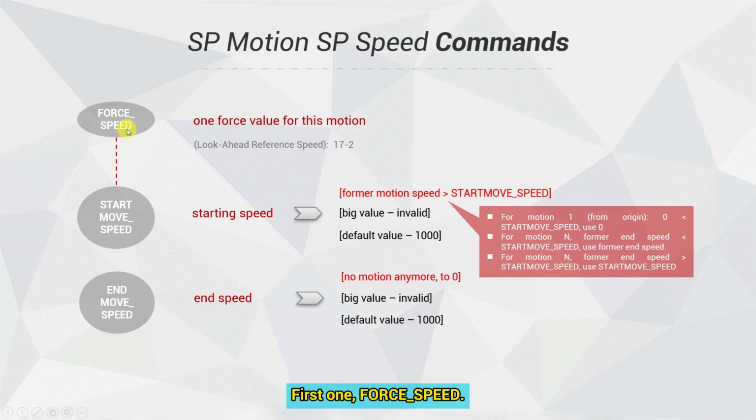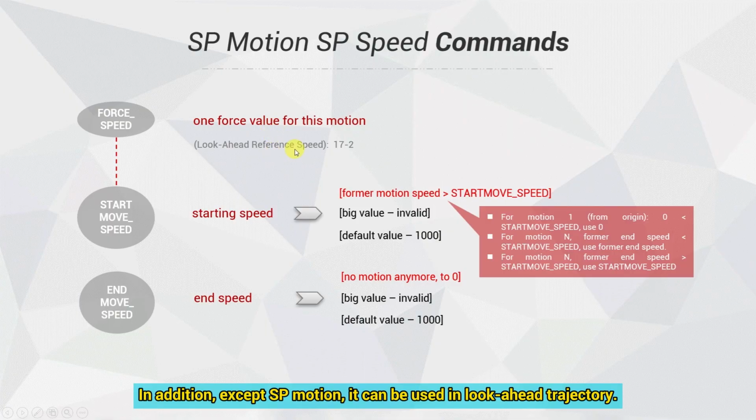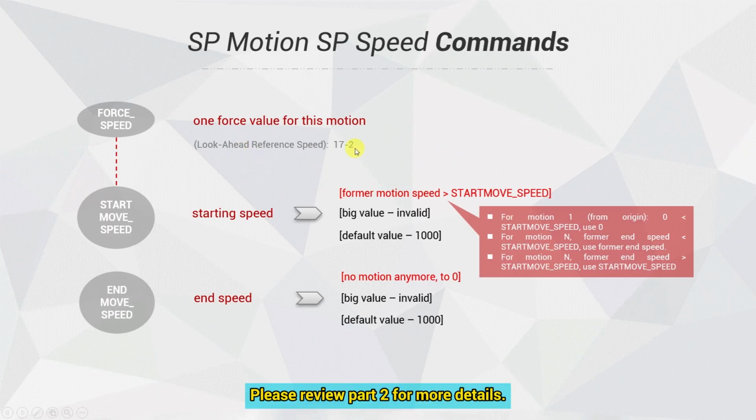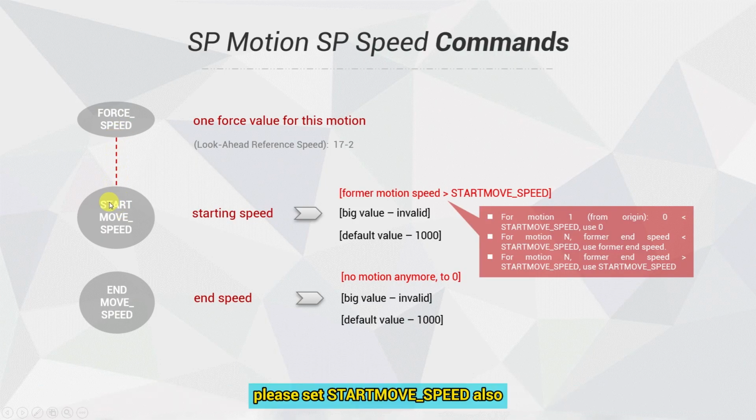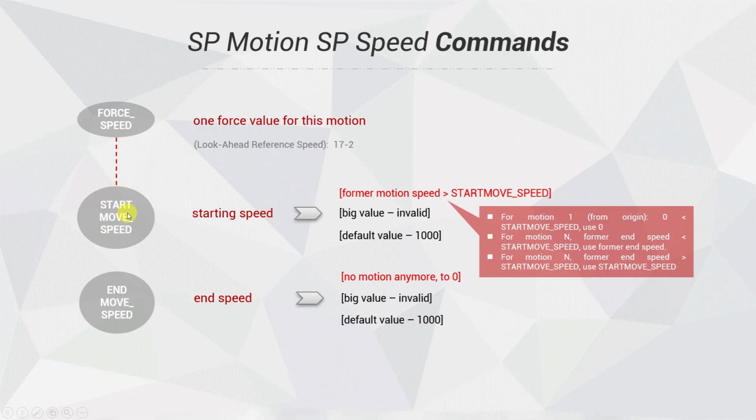First one, force speed. It is one forced speed for SP motion. It makes one segment run at this forced speed. In addition, except for SP motion, it can be used in look-ahead trajectory. Please review part 2 for more details. If it requires the force speed to have decreased to the corresponding speed when entering this motion, please set start move speed also.